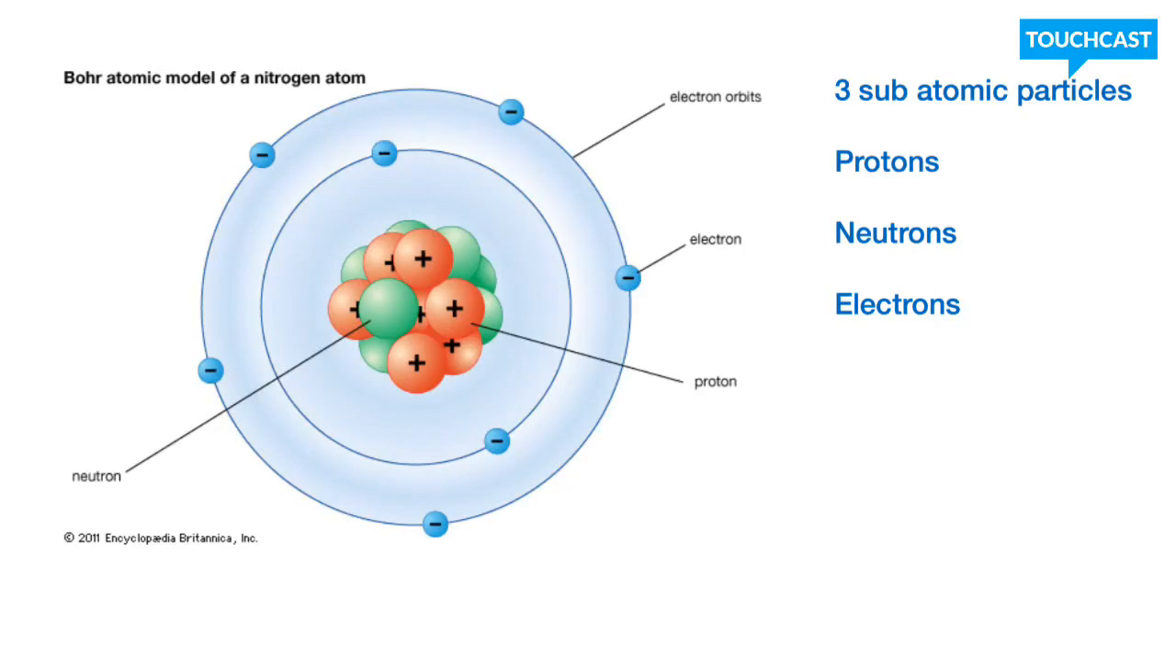Now, our protons and neutrons are located in the nucleus. I'm going to go ahead and put a circle on that real quick. Alright, the nucleus is located at the center of the atom, and once again it has protons and neutrons.